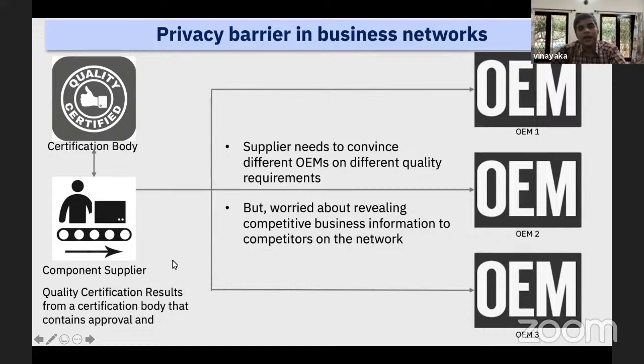So how can this supplier satisfy each one of these OEMs with regard to his quality? So imagine that there is not just one supplier. There are many of his competitors also who are on this network. If this supplier just uploads all his quality data, which is verified or certified by this body, each one of these guys can make sure that, yeah, this supplier meets my requirement. But the problem is everyone else gets to know the quality data exactly the way it is.